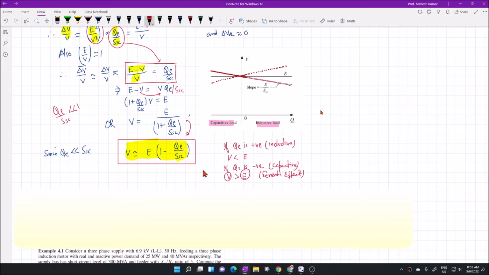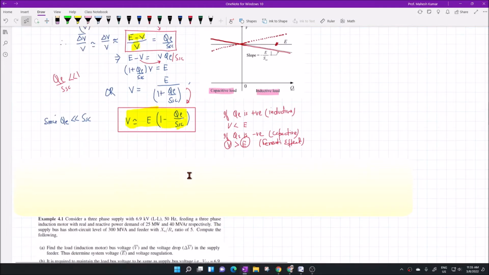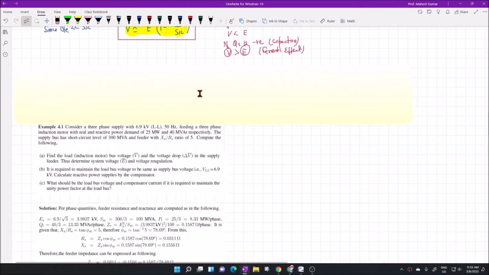Obviously, if you have more inductance on the load side, you have to put in a capacitor bank to control this voltage. And if you have a capacitive load, you have to put in inductance to control the voltage or even the power factor. We will understand this phenomenon with the help of an example so that it's clearer what the meaning of this relationship is and how we should use it for analyzing the power system or distribution network.